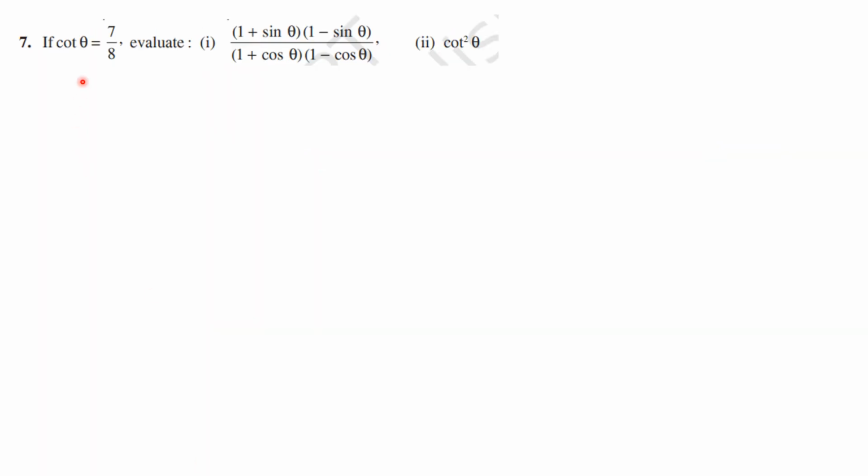It is given that cot theta equals 7 by 8. Evaluate 1 plus sine theta into 1 minus sine theta by 1 plus cos theta into 1 minus cos theta. This is the first part, and second is cot square theta. So let's take a right angle triangle. Here this angle measure is theta, and the trigonometric ratio cot theta is given as 7 by 8.